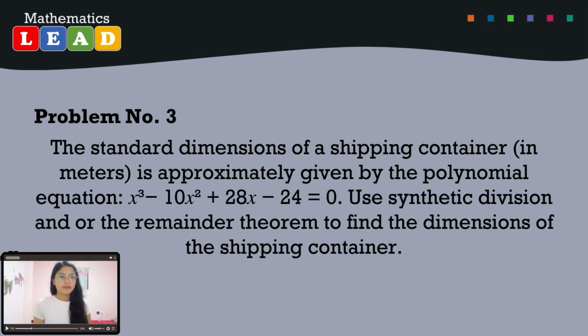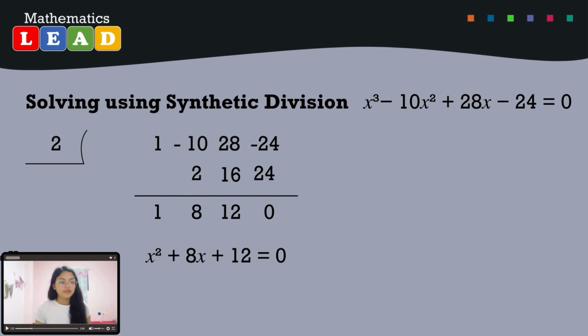For our problem number 3, the standard dimensions of a shipping container in meters is approximately given by the polynomial equation x cubed minus 10x squared plus 28x minus 24 is equal to 0. Use synthetic division or the remainder theorem to find the dimensions of the shipping container. With this, we will be utilizing synthetic division.